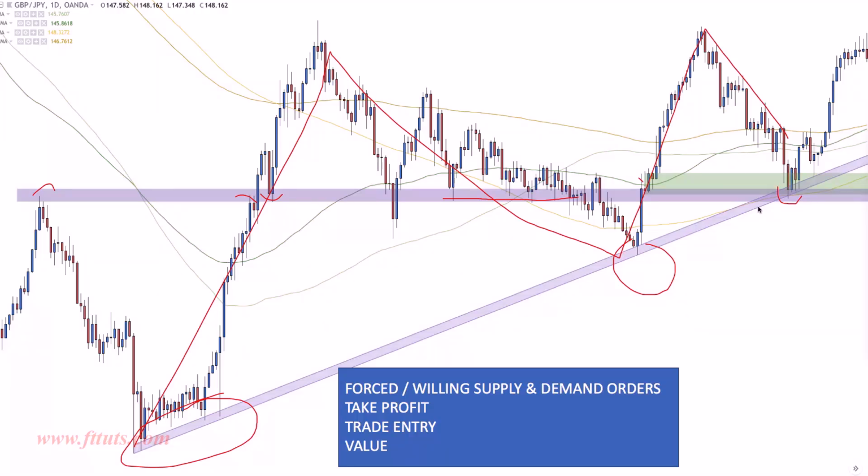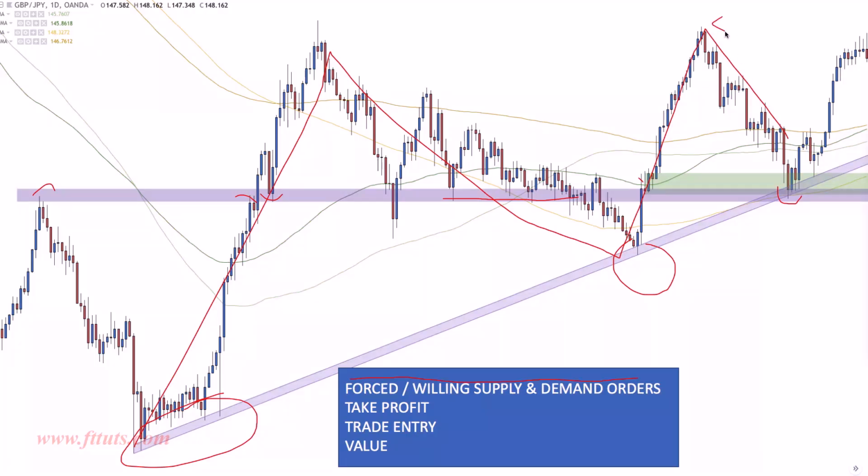And then what you also have within this area is the first cross of this moving average, the simple moving average, the 200 right here, together with the demand zone. So if you wanted to be a buyer of the Japanese yen, again, let's go through the forced and willing supply and demand orders.